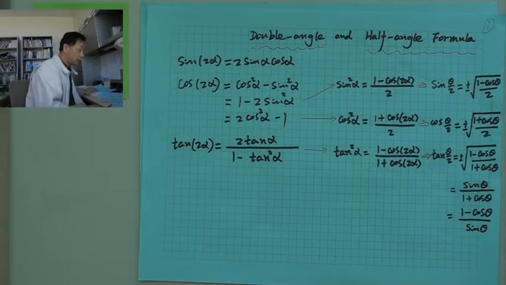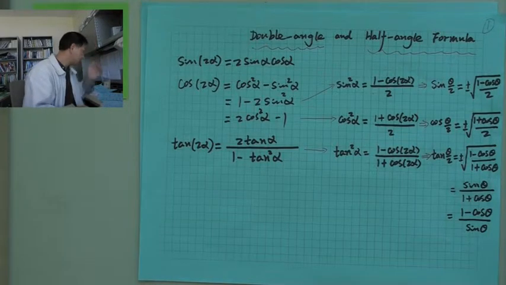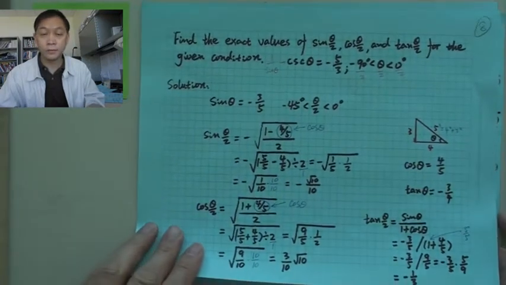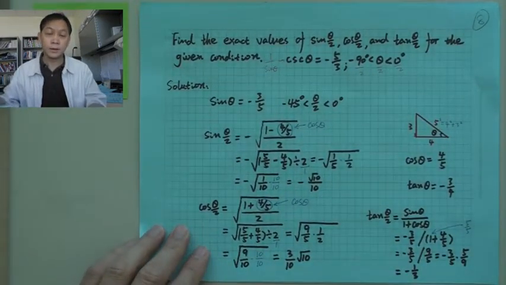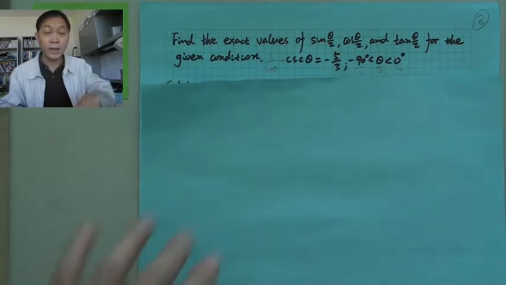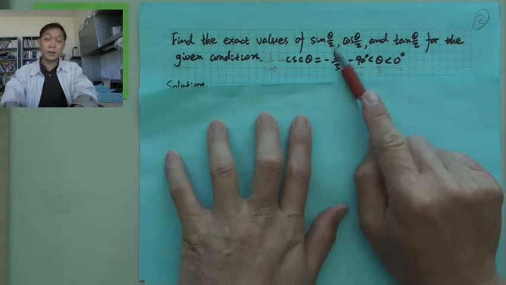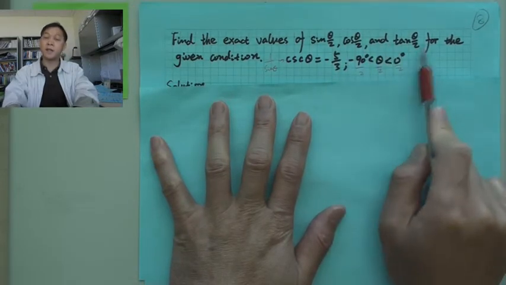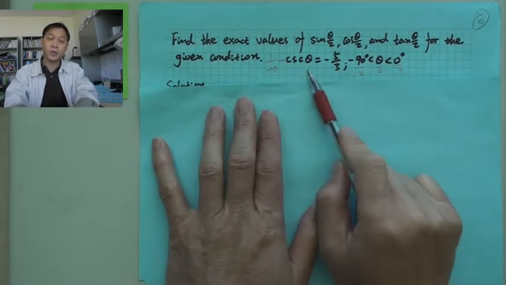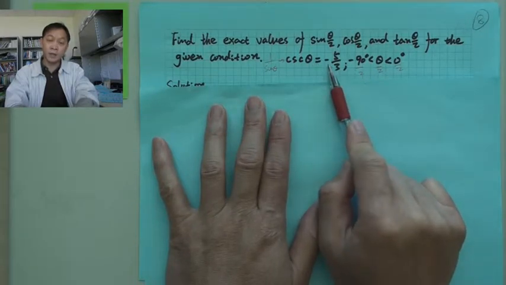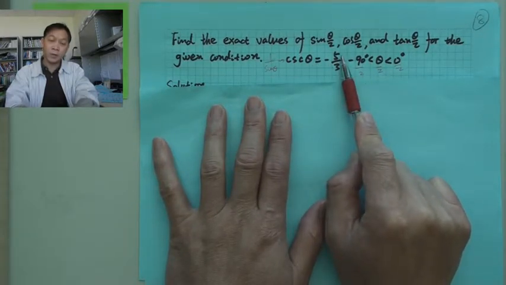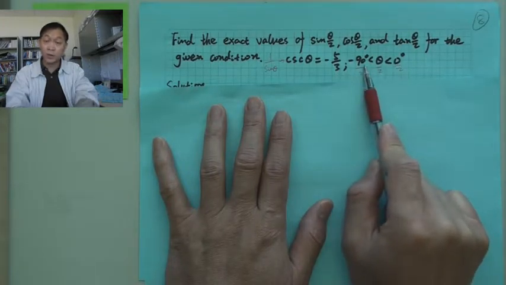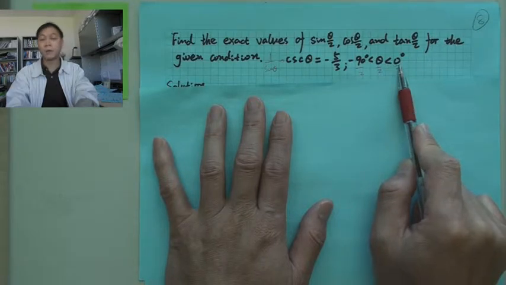The first one is the one right here. Find the exact values of sine half theta, cosine half theta, tangent half theta, for the given condition: cosecant theta is negative 5 over 3, and theta is between negative 90 degrees and 0.